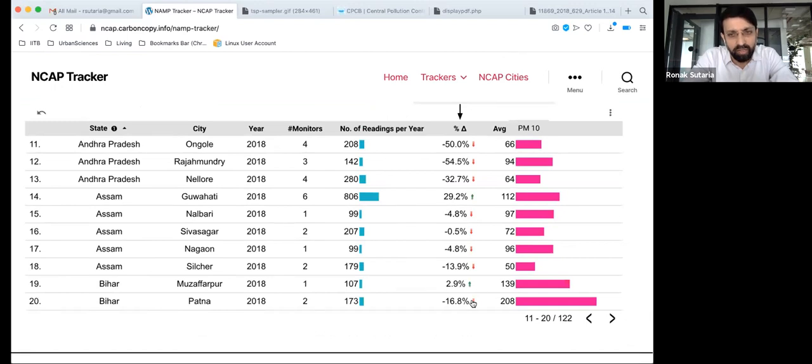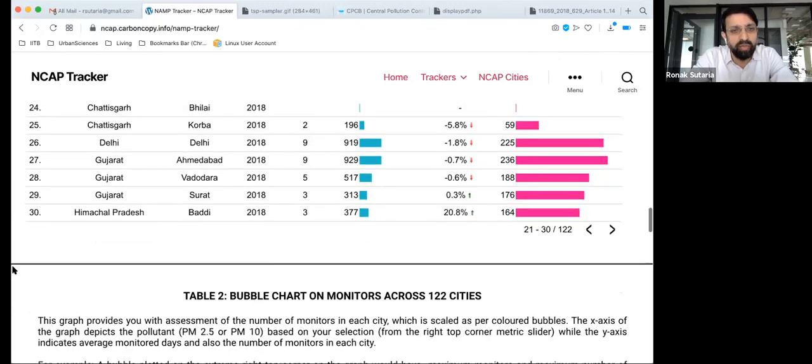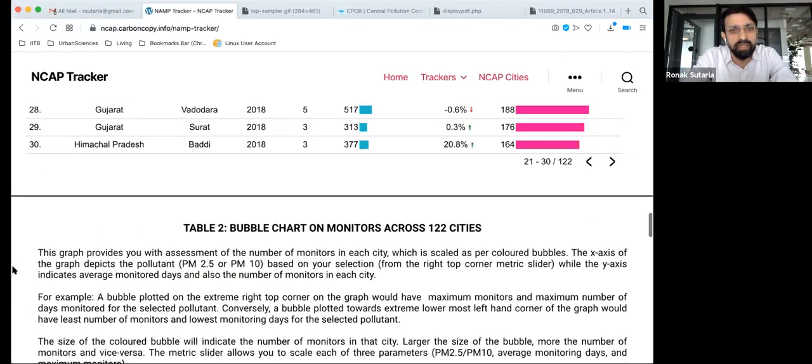and some others are not. So this will give you a quick sense, and you can typically find out which are the best run monitors for a given year over year. So this is as far as the first table goes, and all of the 122 cities are there in this.